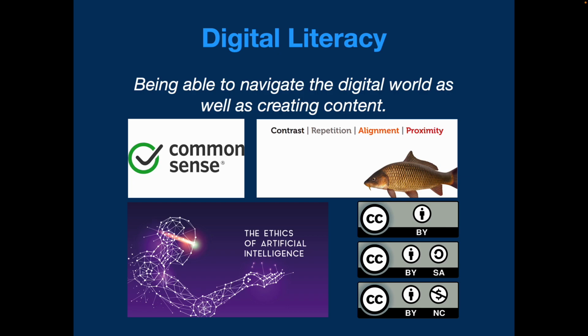Digital literacy is being able to navigate the digital world as well as creating content. So you've got common sense in there. My all-time favorite: contrast, repetition, alignment, and proximity. Even though there's a carp fish, it is spelled CRAP. Whatever, you can mix the order there. Got ethics. I've put this in here. It's something I'm thinking about at the minute. I've been involved in a few discussions on threads about the ethics of AI.